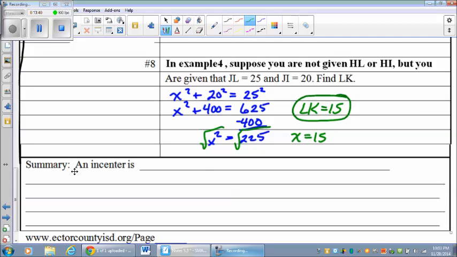Okay, you need to answer your summary here on an end center, what it is.